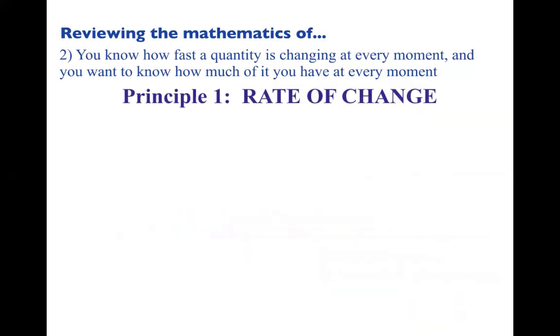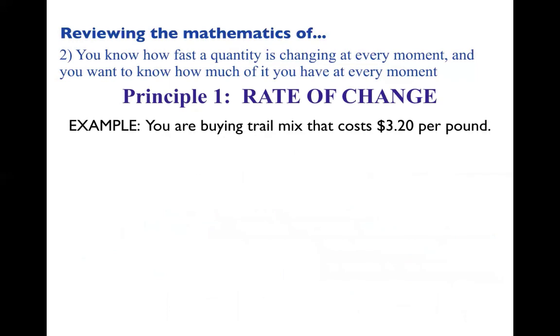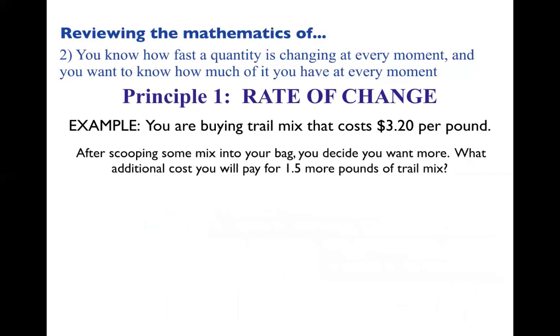Okay, so principle 1 is rate of change. Principle 1. So suppose you're buying trail mix that costs $3.20 a pound. So after scooping some mix into your bag, you decide you want more. What additional cost will you pay for 1.5 more pounds of trail mix? I want everyone to figure this out. Get a calculator, get a pen and paper.